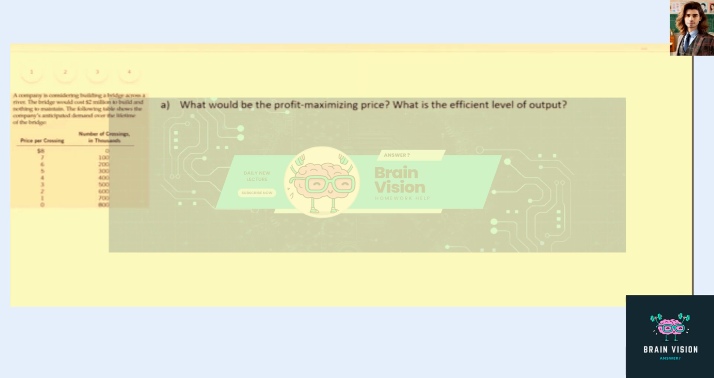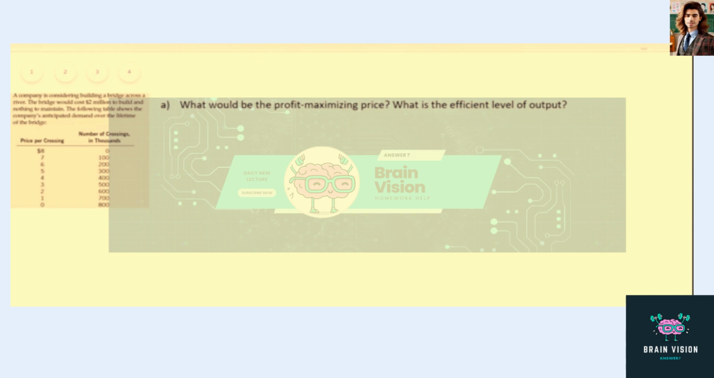Okay, guys, this is chapter 15, problem 4. In this question, we're given this table and that a company is considering building a bridge that would cost $2 million up front and then cost nothing after that to maintain. The first part of the question asks us, what is the profit maximizing price?